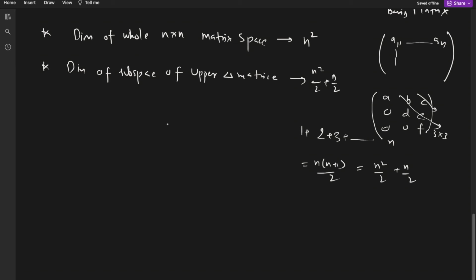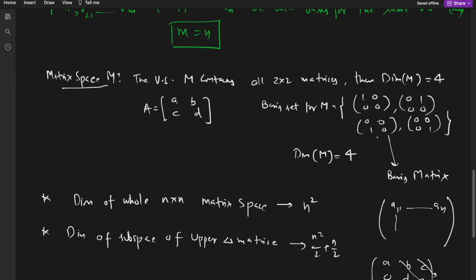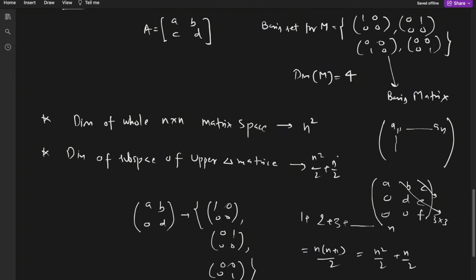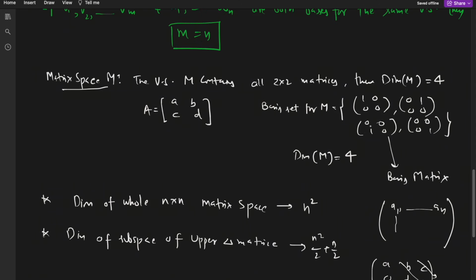For example, if you have the 2 by 2 upper triangular matrix, this will be a, b, 0, and let us suppose d. So what matrices are there in the matrix basis set? It will be [1 0; 0 0], right? The second one will be [0 1; 0 0], and the third one will be [0 0; 0 1]. The other basis matrix won't be there in this vector subspace. Why? Because it's an upper triangular matrix. If it is an upper triangular matrix, you cannot have an element at this location, that is, lower left.